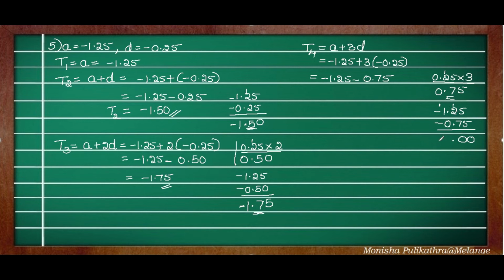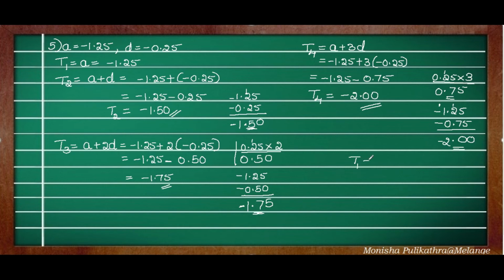So it will become minus 2. Okay, so the answer for the fourth term is minus 2.00. So this is the value. One more time, you can write it, or you can leave it as it is.